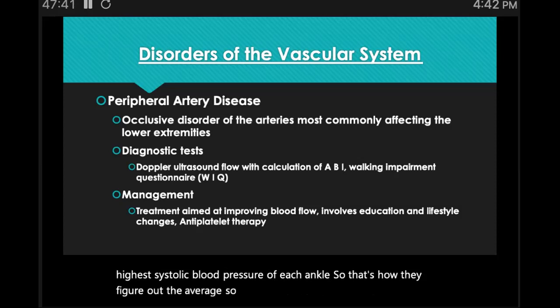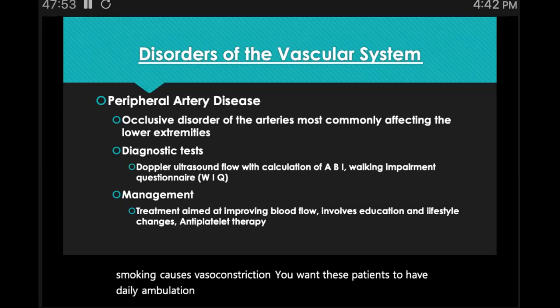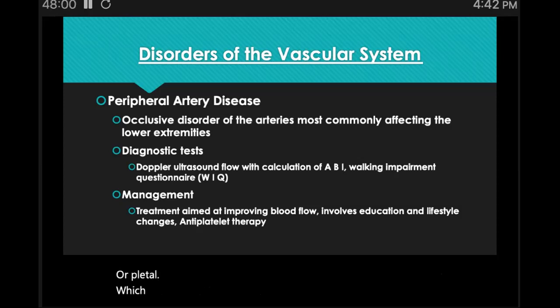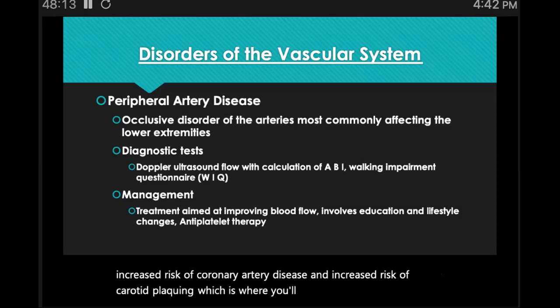So the treatment plan for peripheral artery disease includes encouraging smoking cessation, because remember, smoking causes vasoconstriction. You want these patients to have daily ambulation exercises. You want to consider treatment with Trental if it's indicated, or Pletal, which is a direct vasodilator, which can be taken with aspirin or Plavix. Some complications of peripheral artery disease include gangrene, increased risk of coronary artery disease, and increased risk of carotid plaquing, which is where you'll feel the carotid bruits.